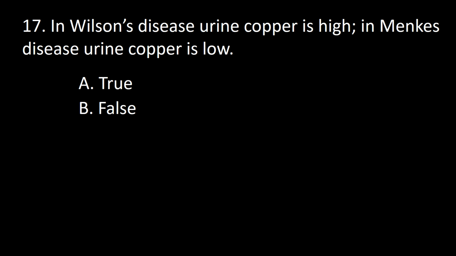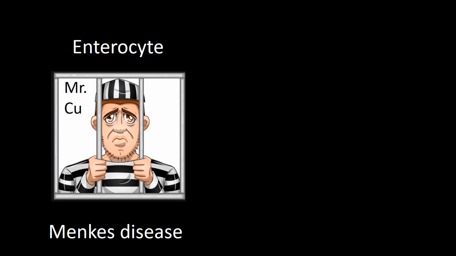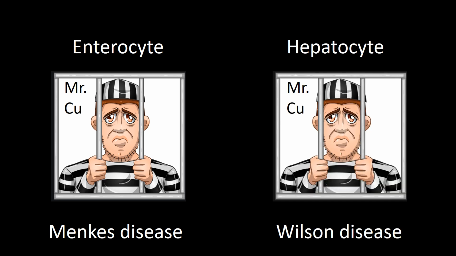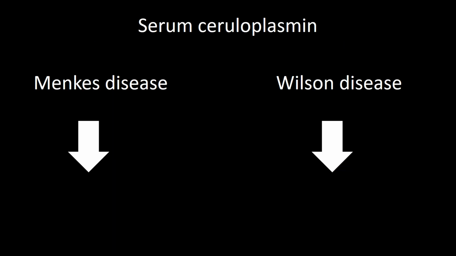Next question. In Wilson's disease, urine copper is high. In Menkes disease, urine copper is low. A true, B false. When Mr. Copper is jailed in the enterocyte, Menkes disease happens. When Mr. Copper is jailed in the hepatocytes, Wilson disease happens. Serum ceruloplasmin is low in both. In Menkes, because copper does not get to the liver. In Wilson's disease, because the liver does not know the right thing to do with it and fails to attach copper to the globulin, thus cannot produce ceruloplasmin.